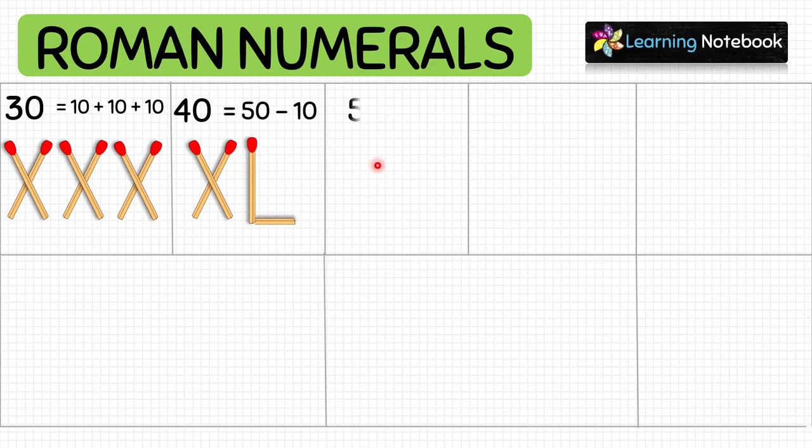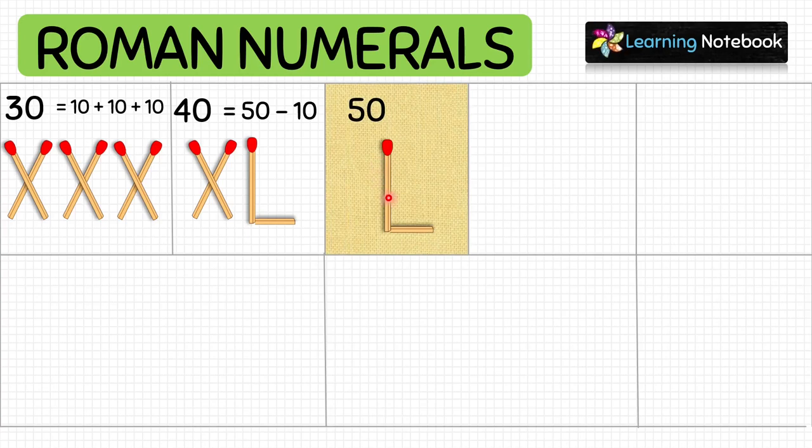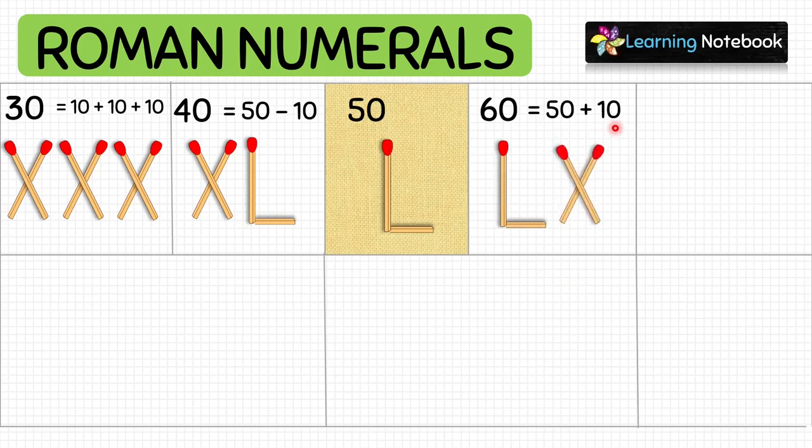Then we have 50, for which we already have a symbol of letter L. Next, 60, which can be written as 50 plus 10. So let's paste L first and then X. So LX is the Roman numeral for number 60.